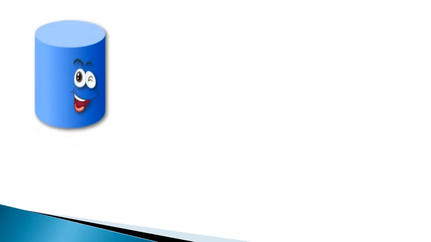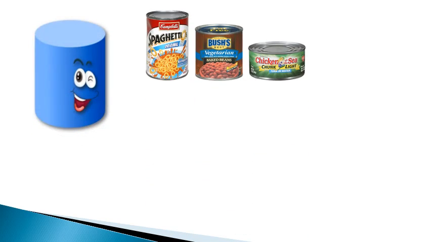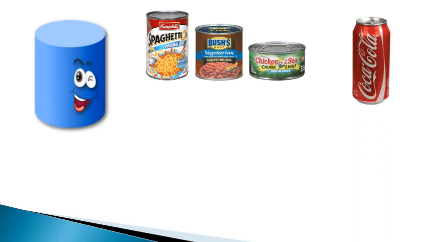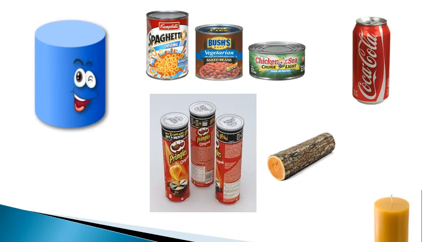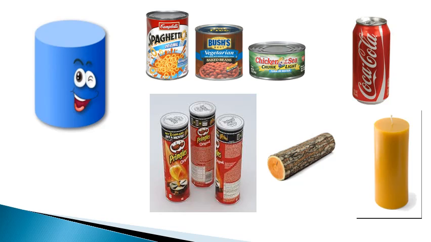Okay, let's see another solid, which is the cylinder. Where is the cylinder around us? Okay, look at all these cans. They are like a cylinder. Okay, and a can of Coca-Cola is like a cylinder. And also these Pringles cans are like a cylinder. And the log of a tree is like a cylinder. And this candle is like a cylinder also.